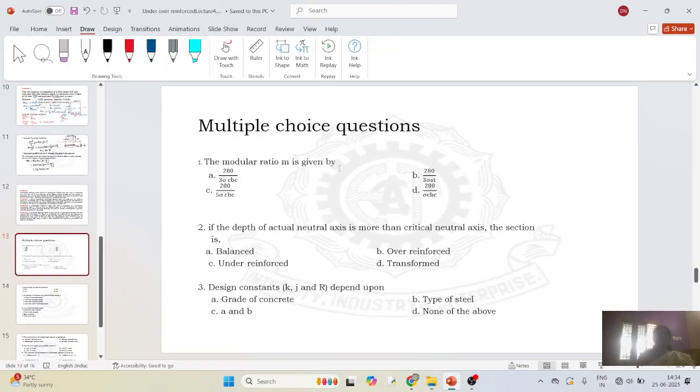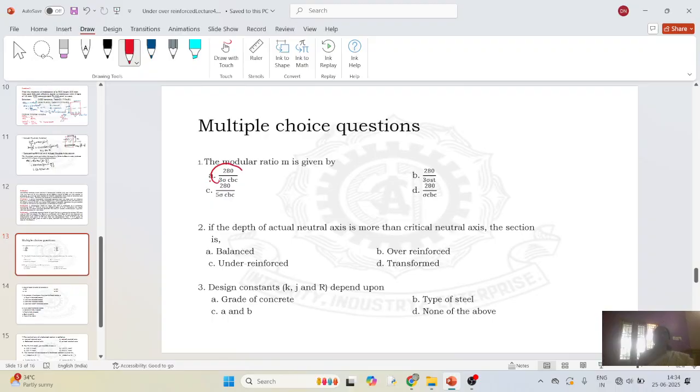Modular ratio is given by, there are four options: 280 divided by 3 into sigma CBC, 285 times sigma CBC, 280 divided by 3 times sigma ST. So from this, the right answer is 280 divided by 3 into sigma CBC.